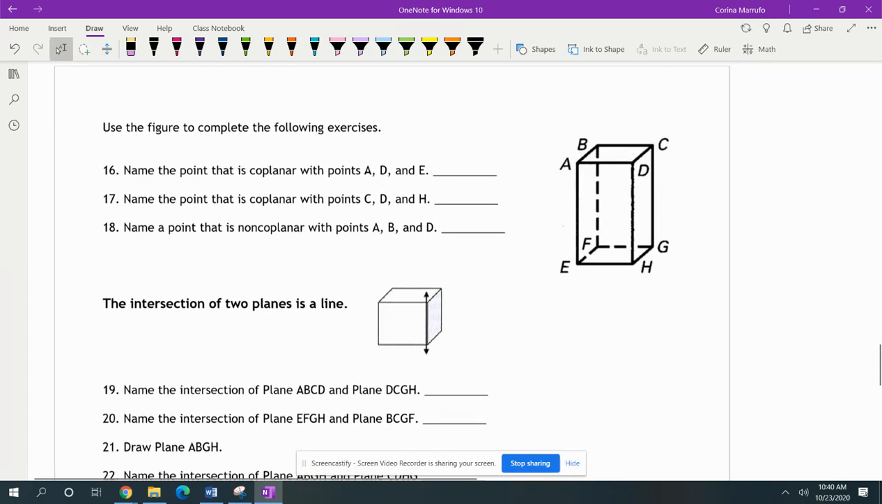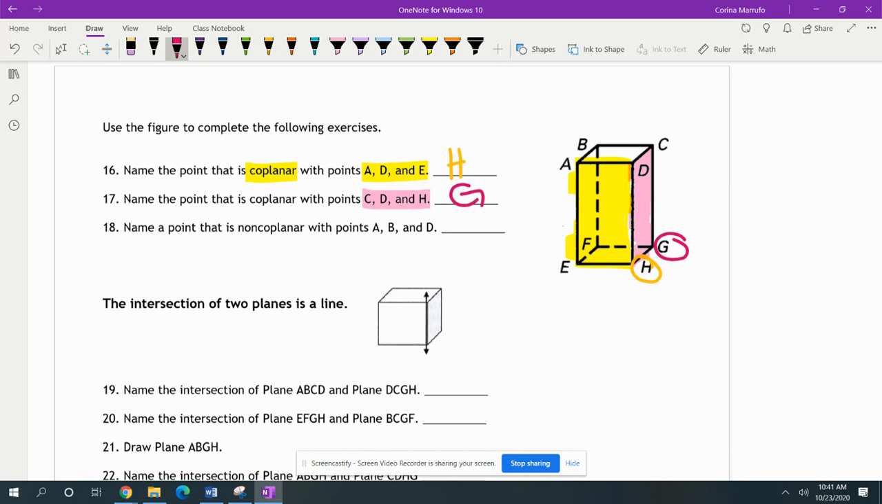All right, so this one says use a figure to complete the exercises. It says name the point that is coplanar with points A, D, and E. So we're looking for coplanar. Which ones are on the same plane as A, D, and E? A, D, and E, this is a plane. So A, D, E, and H. H is also on that same plane. Okay, the next one is which one's coplanar to C, D, and H. So C, D, and H, here's a plane. And that means G is on that same plane.